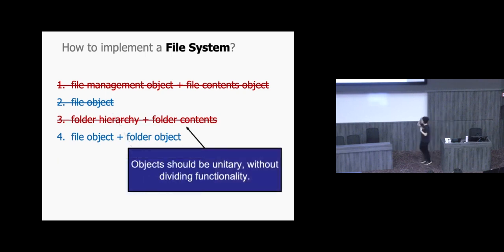But let's talk about option number 3. The thing about option number 3 here is that objects should be unitary. They should not be dividing functionality. It's a bit hard to tell you how the divide happens. Hopefully you get more experience as you go along.